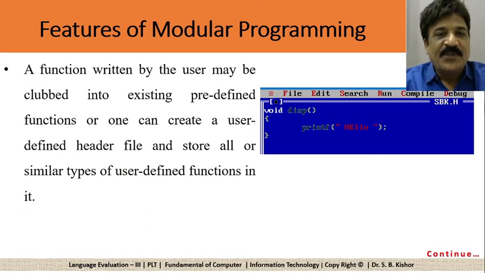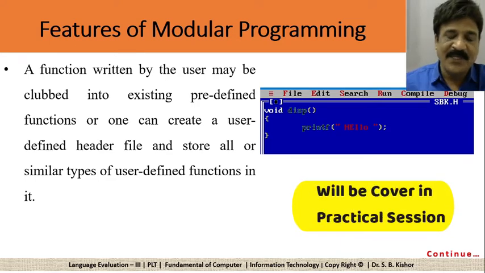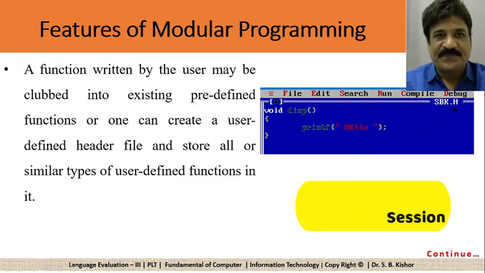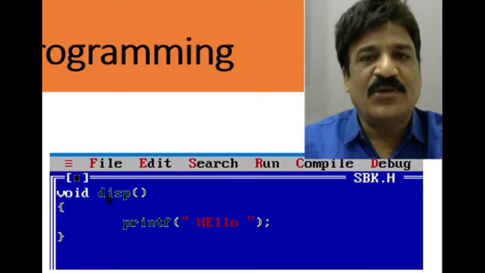Now, functions written by a user may be clubbed into the existing predefined functions, or one can create a user defined header file and store all similar types of user defined functions in it. For example, assume the name of this file is sbk.h. It means it's simply a name, nothing else. Now in this particular header file, what we have done? We have written one function called disk. And what is this particular function doing?